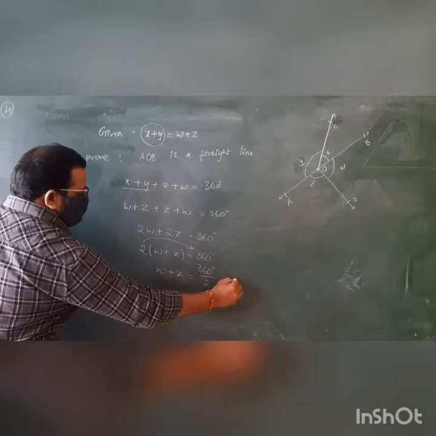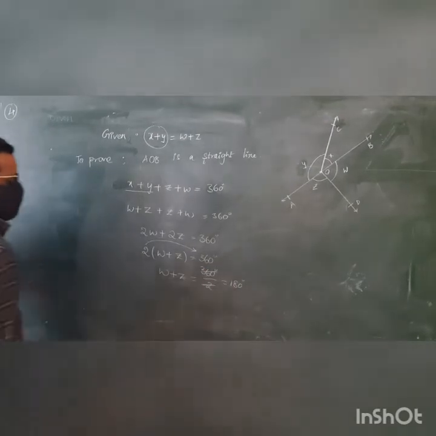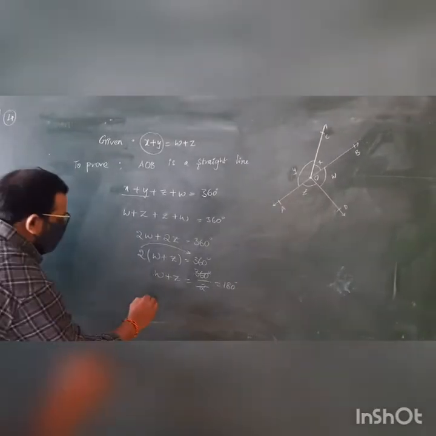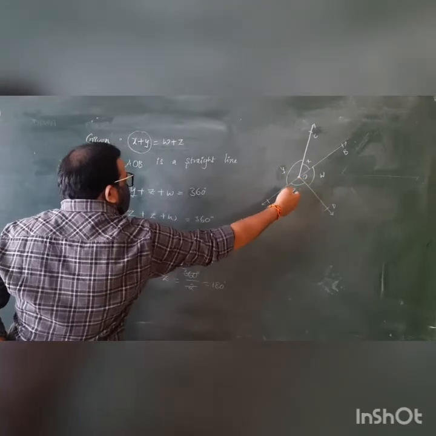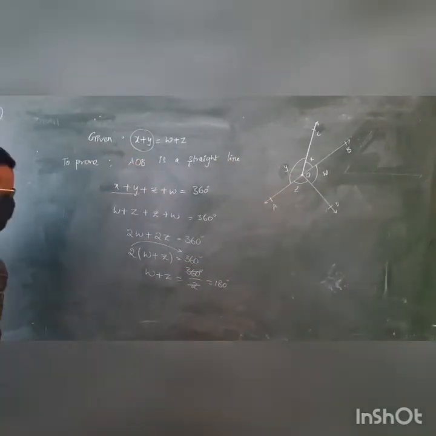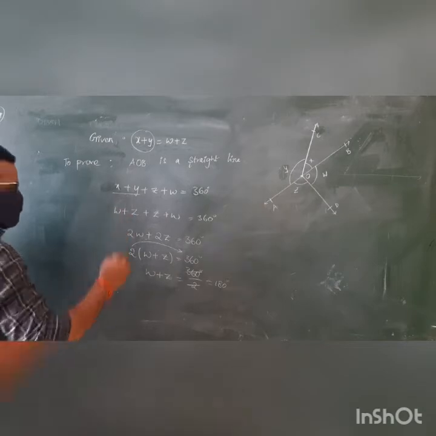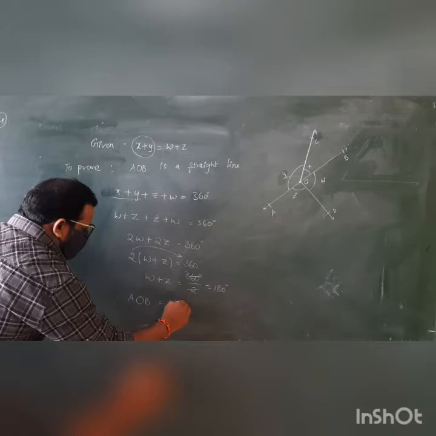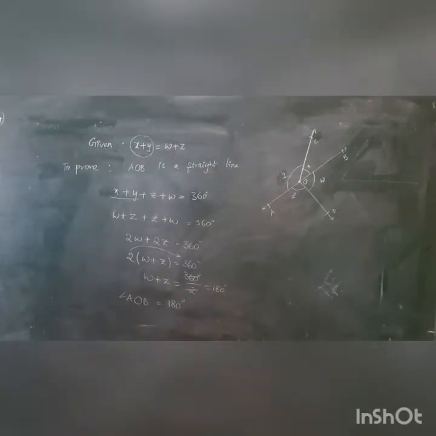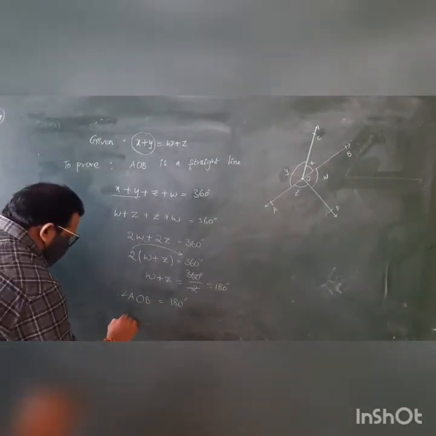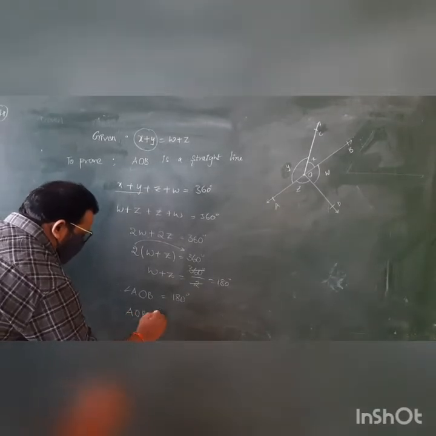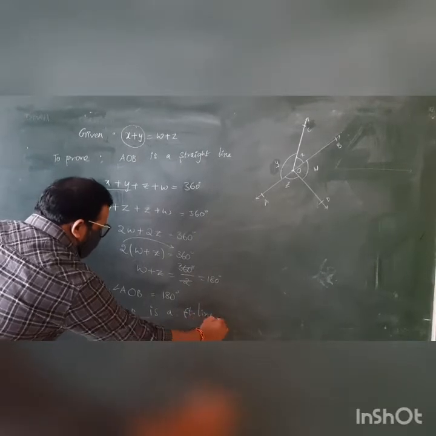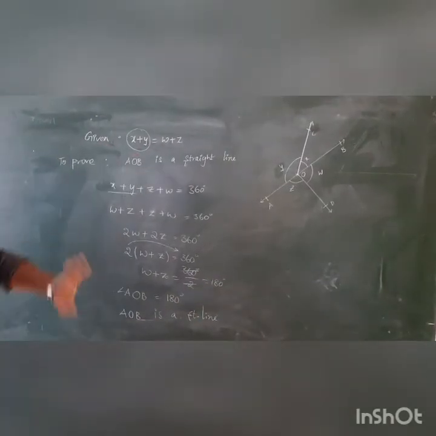Equal to 180 degrees. We have known that angle on a straight line is 180. So as you can see, w plus z forms an angle on a straight line. Therefore, angle AOB is equal to 180 degrees, which is nothing but AOB is a straight line. This is the required thing to prove. AOB is a straight line.